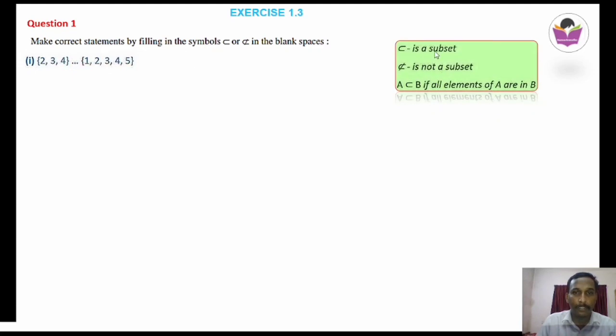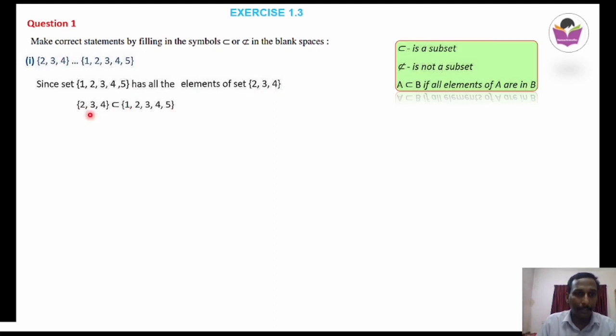So let us recall the subset definition. This is the symbol of subset. This is the not a subset symbol. A is a subset of B if all elements of A are in B. All elements of A, the first set, must be there in B. Then we can say it is a subset. So here you can see 2, 3, 4. It is there. Whatever elements are here, all elements are in this set. That means this one is a subset of this one. So since 1, 2, 3, 4, 5 has all elements of set 2, 3, 4, we can say that 2, 3, 4 is a subset of 1, 2, 3, 4, 5.